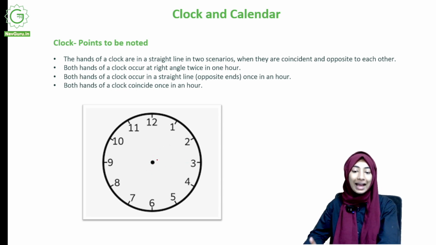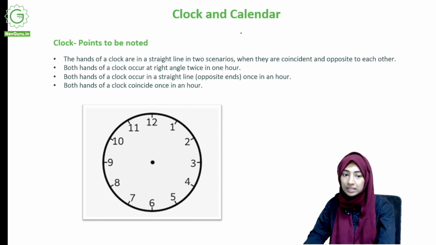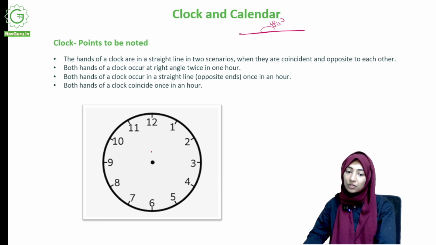Okay, so the hands of a clock are in a straight line in two scenarios, when they are coincident and opposite to each other. So what is a straight line? Obviously, you know, this is a straight line, right? It's at 180 degrees. That's what we call a straight line. Now, when are the hands of the clock in a straight line?